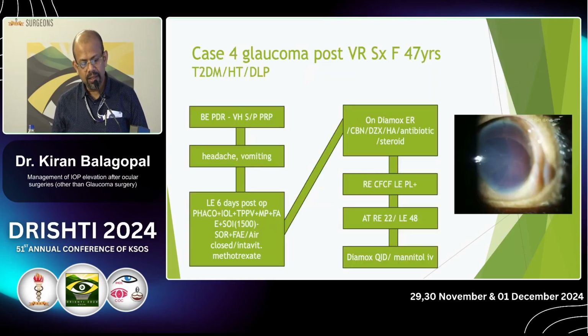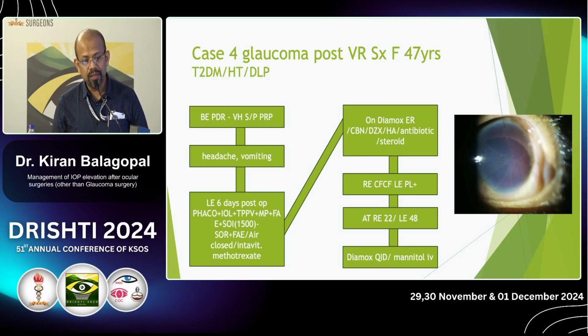This is another case, that is PDR with vitreous hemorrhage, underwent a very big surgery at a different hospital, and at the end it was closed with air, and the patient developed headache and vomiting. When she came to us, she was on Diamox, Combigan, Dorsox, Homide, antibiotic and steroid, and vision was PL, and IOP was 48. The patient was on Diamox ER, so that was made QID and also given mannitol IV. Then the IOP did decrease.